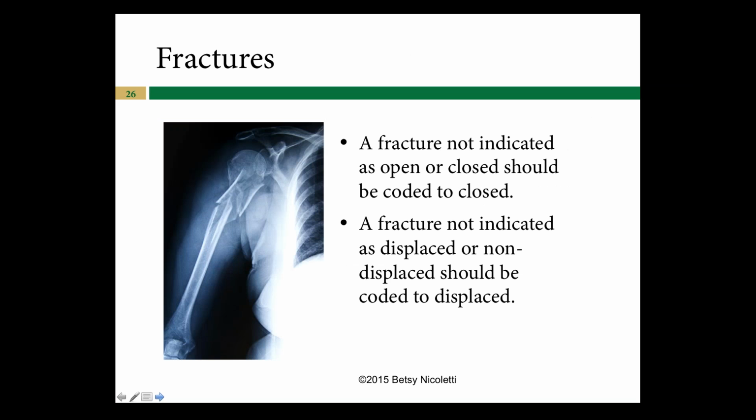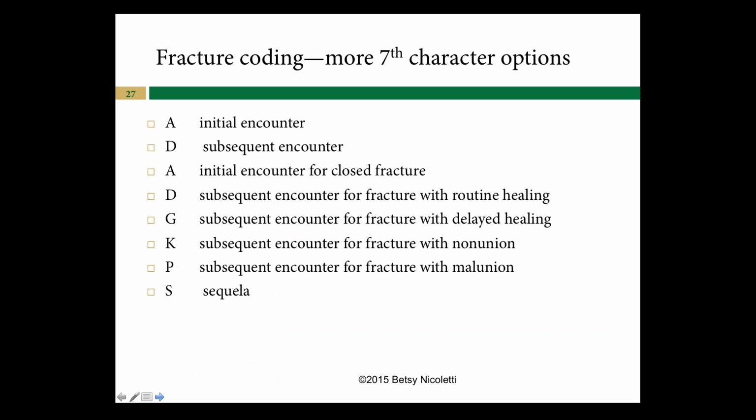Now let's talk a little bit about fractures, because it gets more complicated than that. Again, from the guidelines, a fracture not indicated as open or closed is coded to closed, and a fracture not indicated as displaced or non-displaced is coded to displaced. Now that's never going to happen to us, because our clinicians are going to tell us whether it's open, closed, displaced, or not displaced. But those are the guidelines. If you're doing a fracture, though, there are other 7th character extenders besides A, D, and S. So if what I have is a sprain, an open wound in the belly, a dog bite, I'll only ever use A, D, or S.